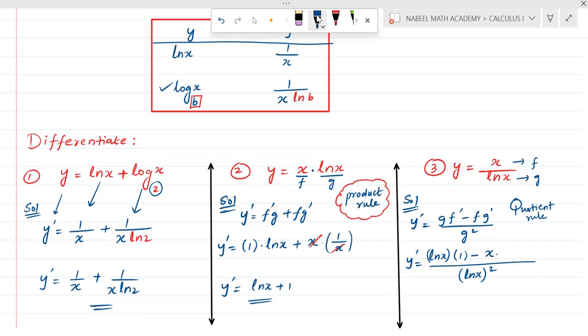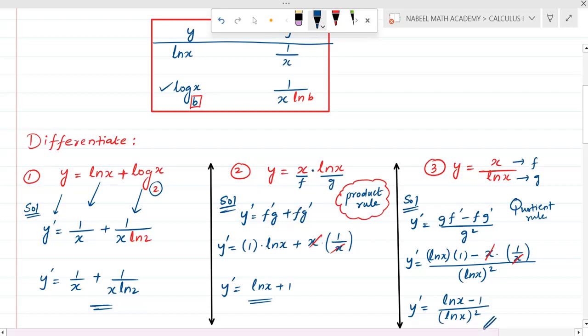What is the derivative of ln x? 1 over x. Now what is cancelled here? So here x cancels with the x here. You can simplify, and the final answer will be (ln x minus 1) over (ln x) whole square.